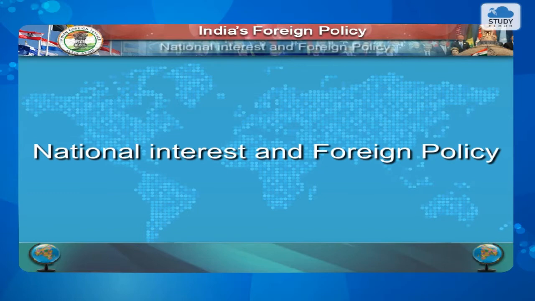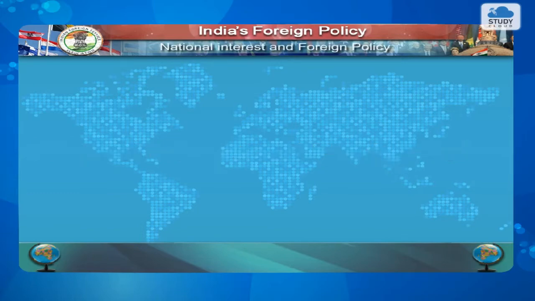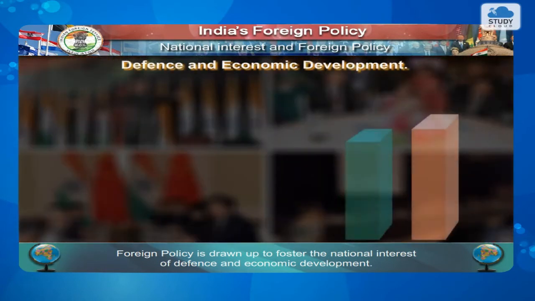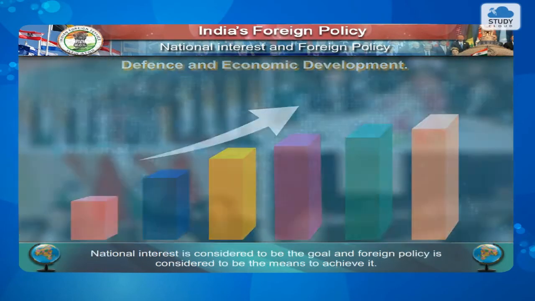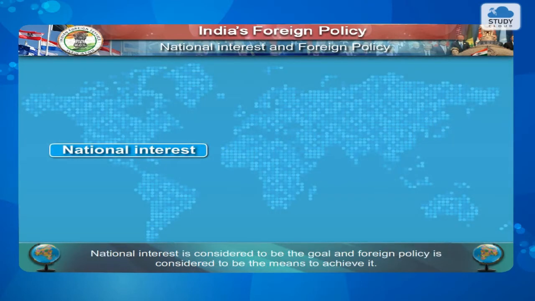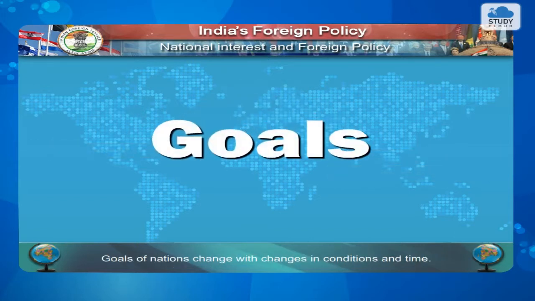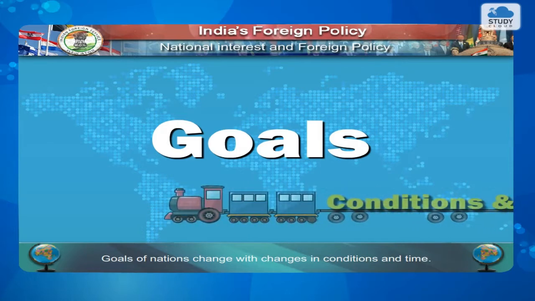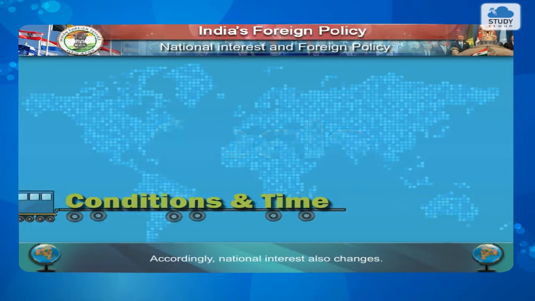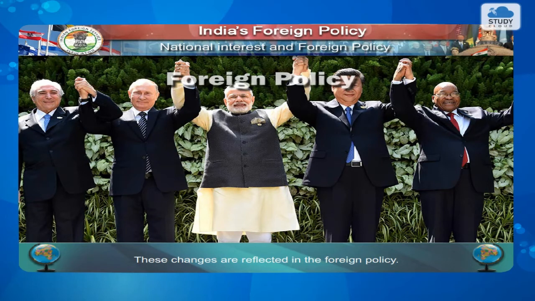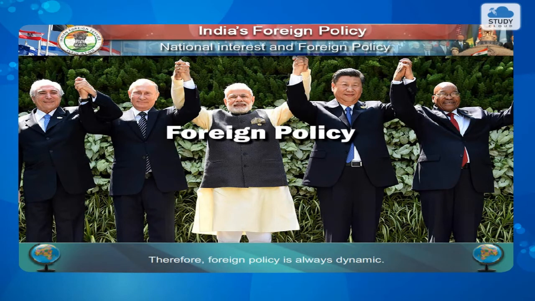National interest and foreign policy. Foreign policy is drawn up to foster national interest of defense and economic development. National interest is considered to be the goal and foreign policy is considered to be the means to achieve it. Goals of nations change with changes in conditions and time. Accordingly, national interest also changes. These changes are reflected in the foreign policy. Therefore, foreign policy is always dynamic.